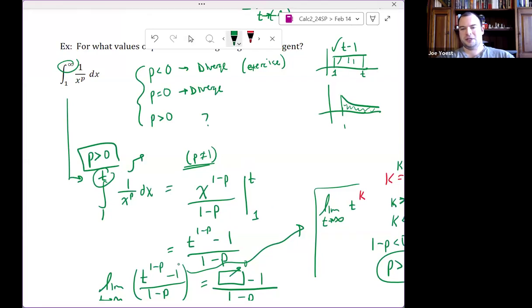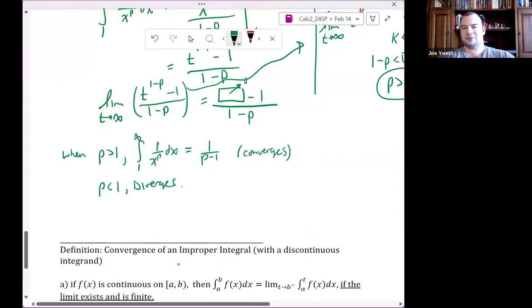Well, when p equals 1, we have the integral from 1 to t of 1 over x dx. This is log t minus log 1, but that's 0. And clearly this goes to infinity as t goes to infinity. So p equals 1 diverges. We can see that right away.